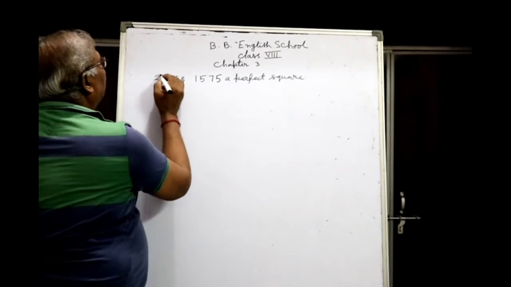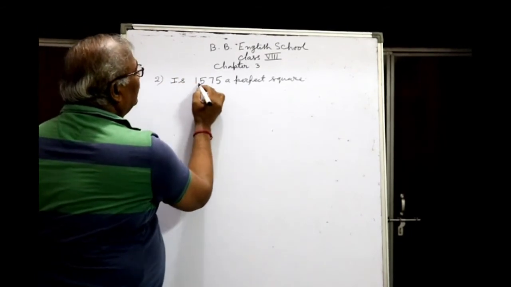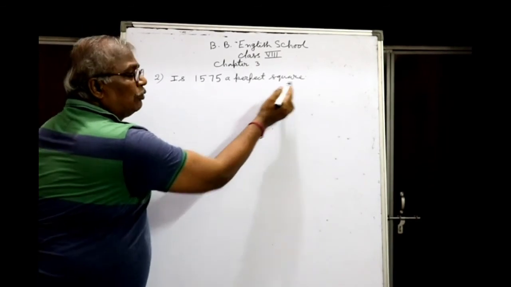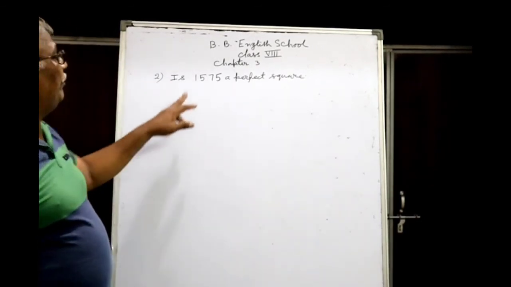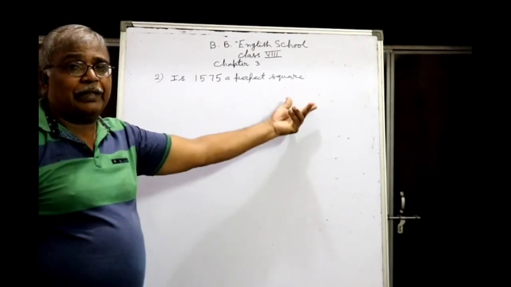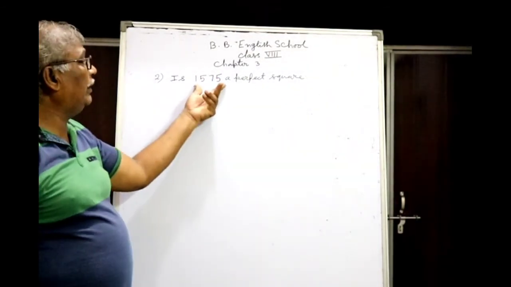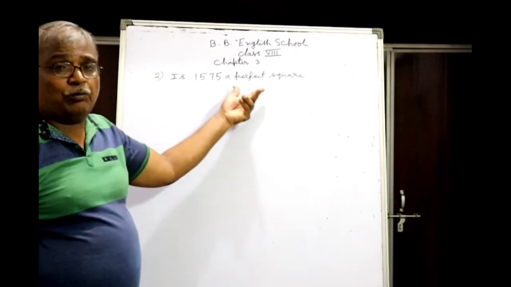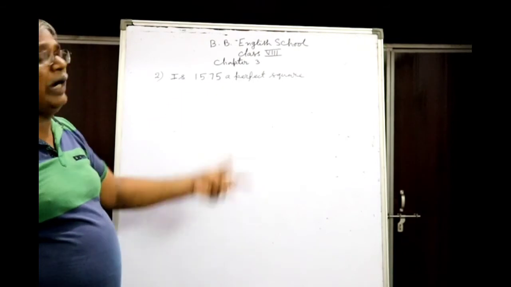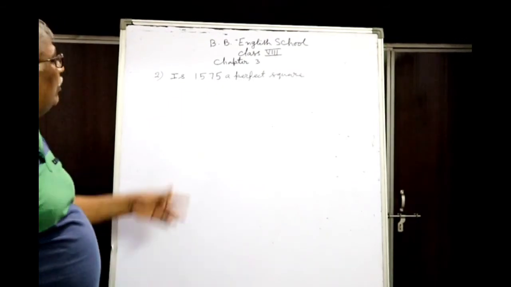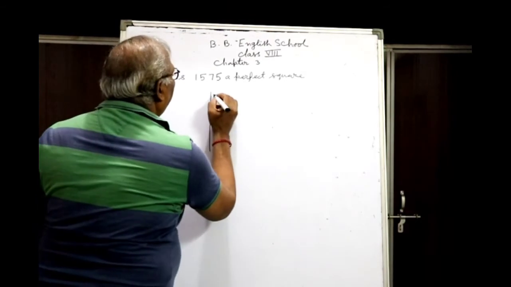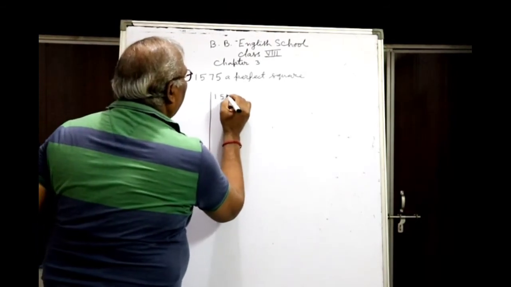Second problem is 1575, a perfect square. Now we have to check whether this number is a perfect square or not. In order to find that, first we will find all the prime factors of the given number. So we will find 1575.